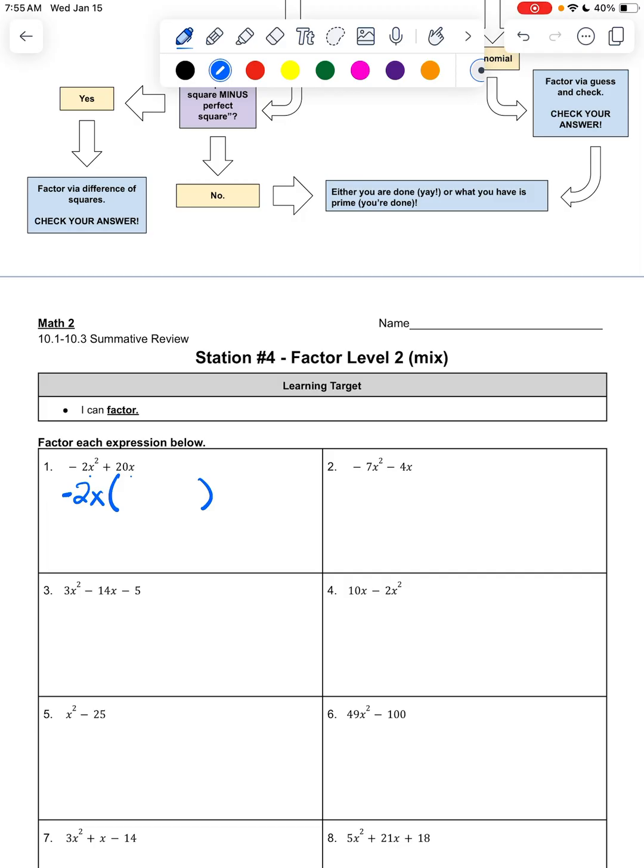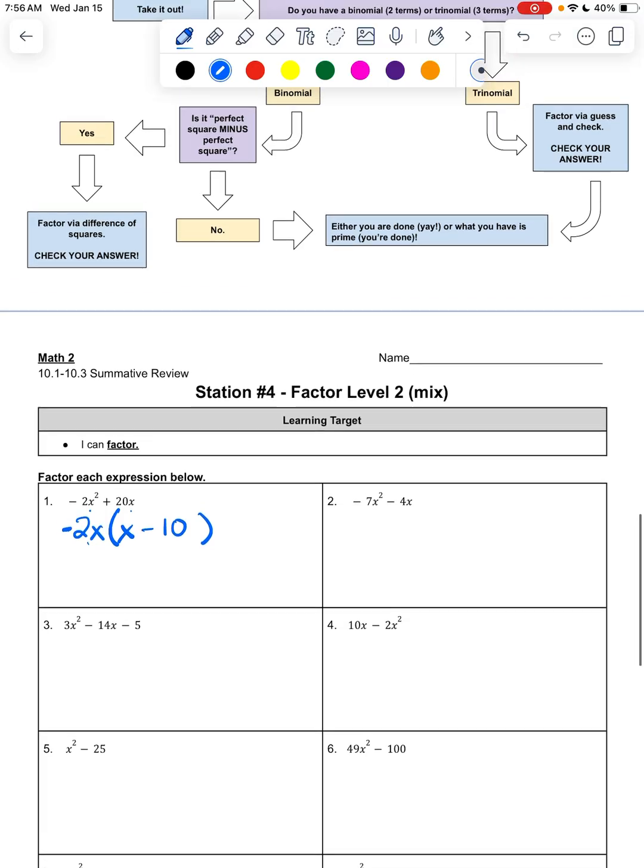What's left behind? 2x times something gives me negative 2x squared. I have the negative 2 already, so that part isn't missing, but I am missing an x, so I'm going to put an x there. Negative 2 times negative 10 gives me positive 20. That x is there. Okay, that's factoring out the GCF.